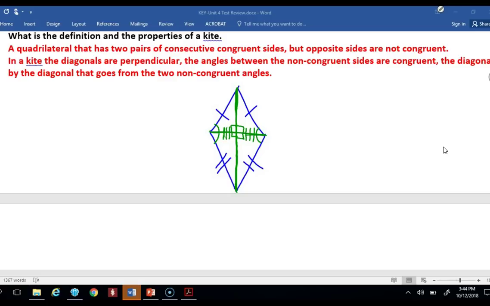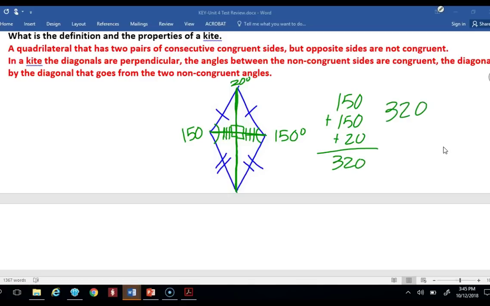Now let's give some angles here. So if I told y'all this was let's say 150 degrees, then this angle over here is 150 because they're congruent. And then let's just say this angle up here is 20. Then what we would do to find this is add 150 plus 150 plus 20. That's going to be 320, and we're going to subtract that from 360 degrees. So our other angle is going to be 40 degrees down here. That's what that angle is going to be.